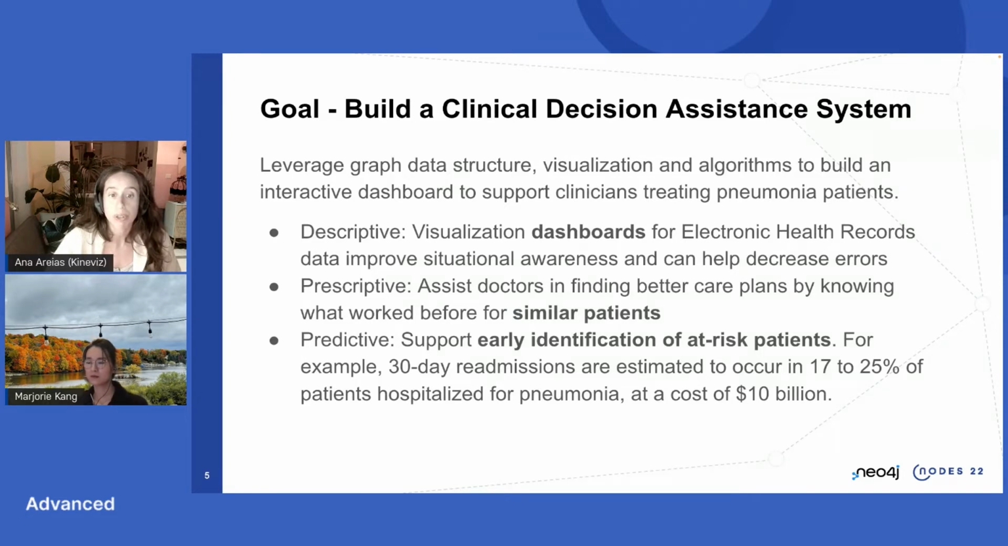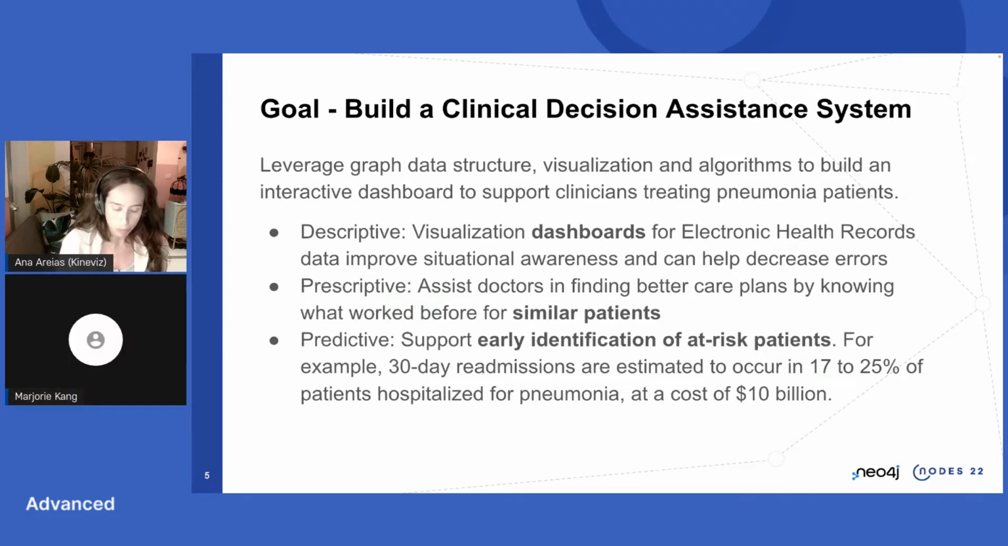The second aim is prescriptive. We can help with graph similarity and graph embeddings to help doctors identify patients similar to the one that they're treating now. And if we can show them what other doctors have done in terms of diagnoses and procedures with similar patients, we can suggest potential care paths.